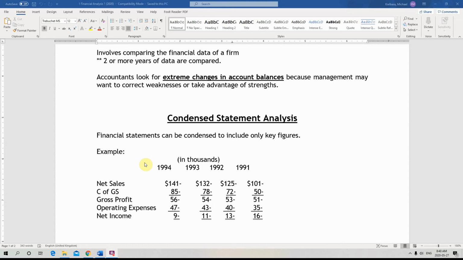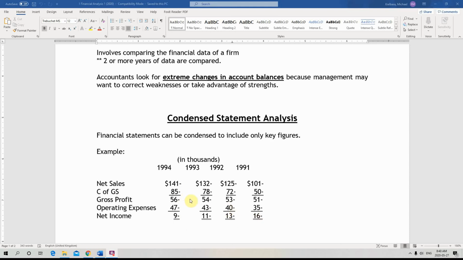So here's a condensed income statement. You'll see net sales, cost of goods sold, gross profit, operating expenses, and net income. And you'll see from 91 to 94 we see the net income dropping from 16,000 in 1991 to 9,000. So what's causing that to happen? If we look, our net sales are increasing over that time period consistently, but we're still seeing a drop in net income. Now what could be causing that?